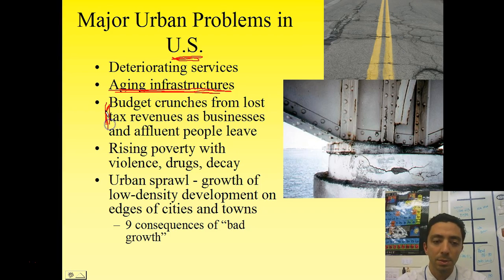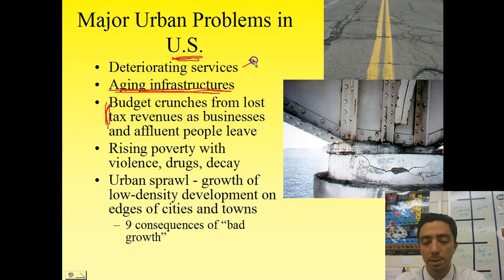Other problems affecting our urban areas: budget crunches can happen. Part of this is due to companies moving their workers overseas, like building the factories in China or Mexico, wherever your clothing has been made. That puts a crunch on the business, and it's a lot of the money that's not going into that city. And so there isn't the money left to fix the aging infrastructure or the deteriorating services.